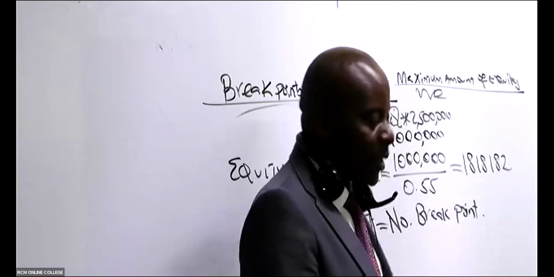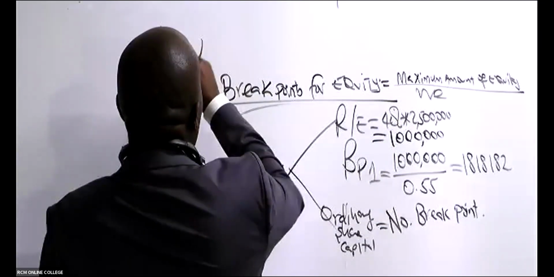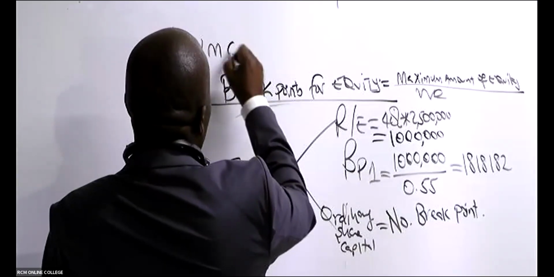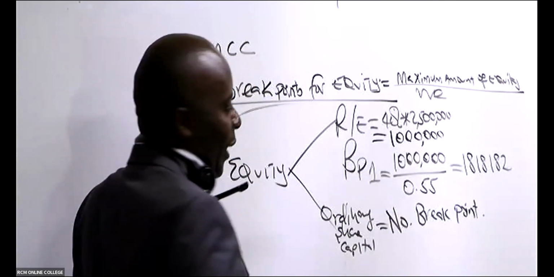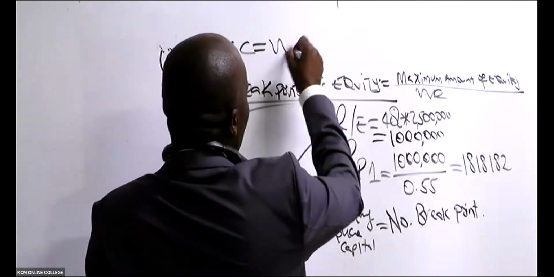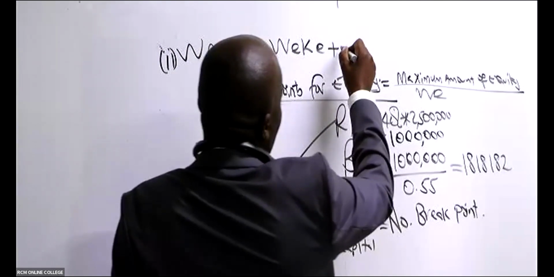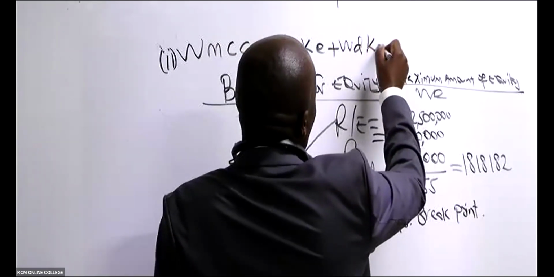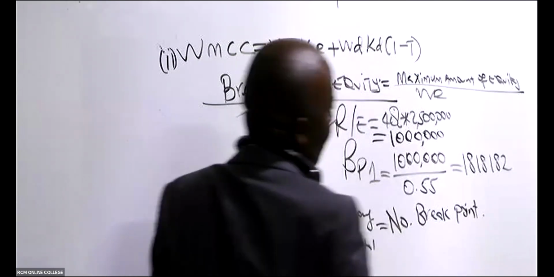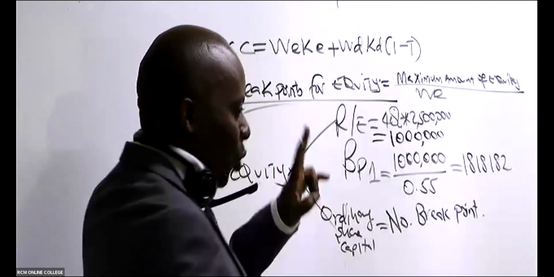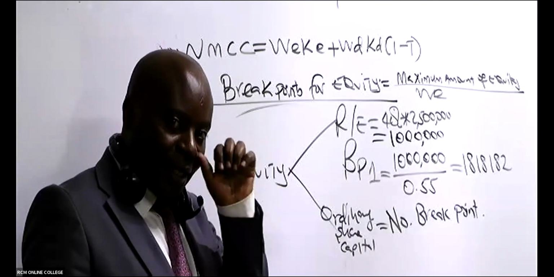So they want us, ladies and gentlemen, to give them the weighted marginal cost of capital. How do I get this? I will take the weight of equity times the cost of equity, plus the weight of debt times the cost of debt. But remember, the cost of debt has to be adjusted for tax. There are only 2 sources of finance here: equity and debt.